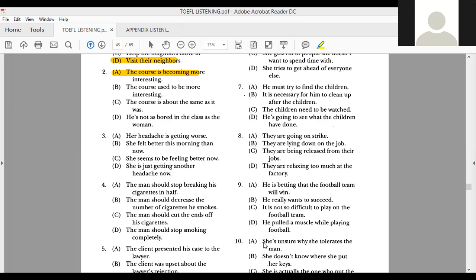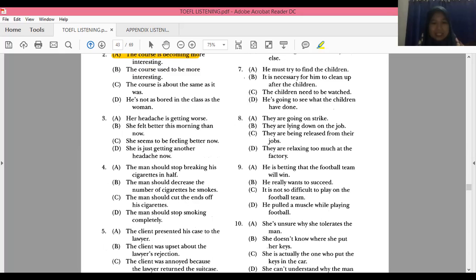I heard you had a bad headache this morning. Yes, but I think I'm getting over it now. What does the woman mean? Tadi pagi katanya sakit kepala. Yes, but I think I'm getting over it right now. Sekarang sudah sembuh, so the answer is C. Getting over. Sudah sembuh. Recovery. So it means she's feeling better now.